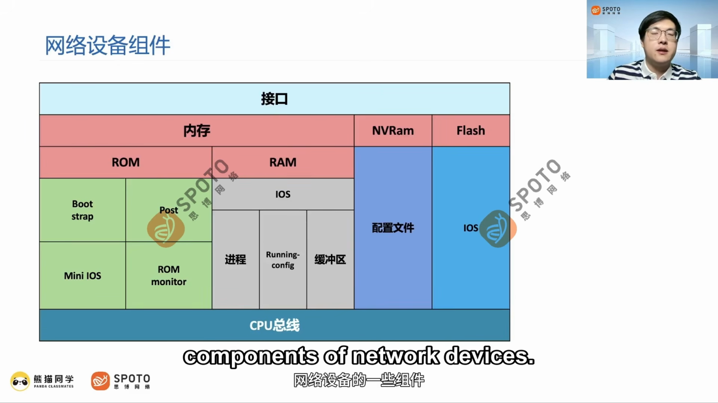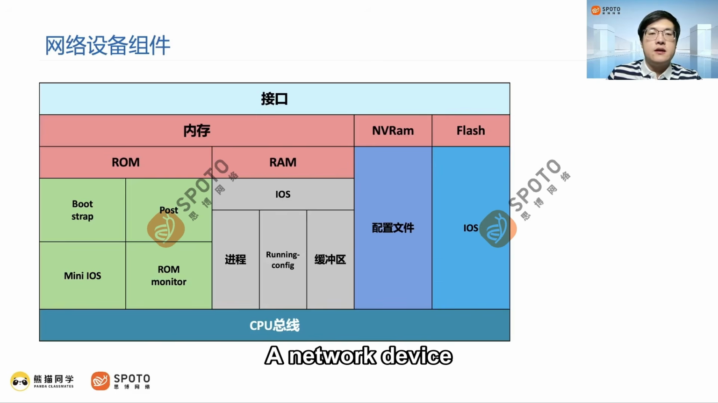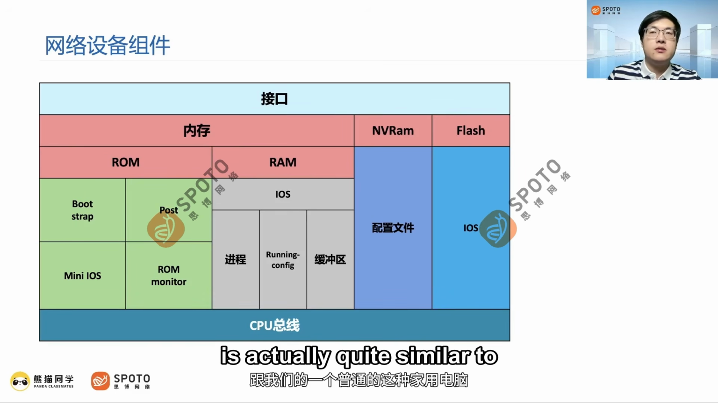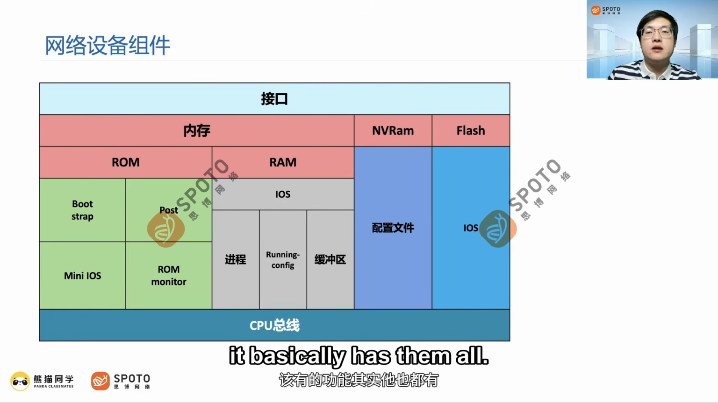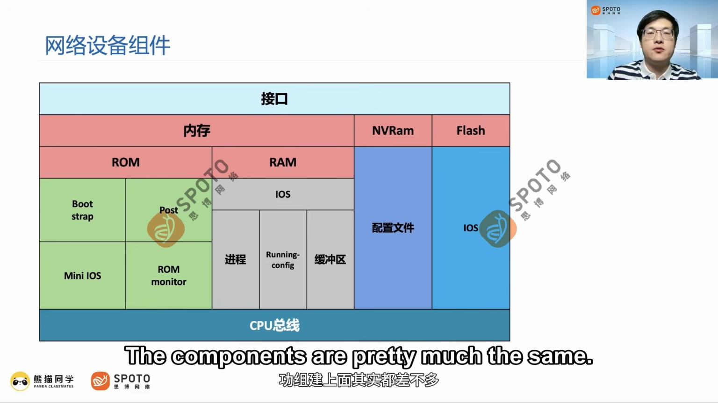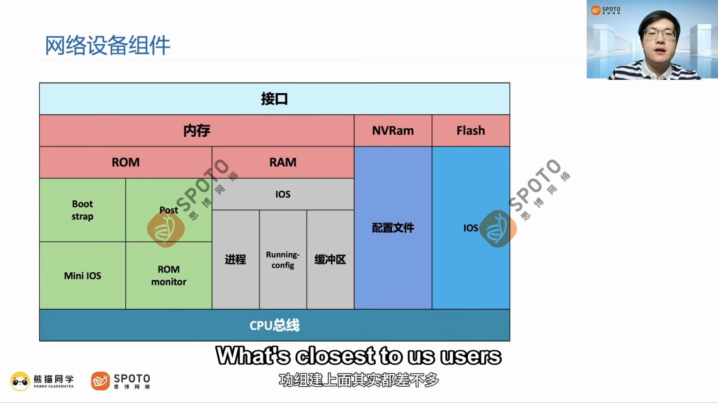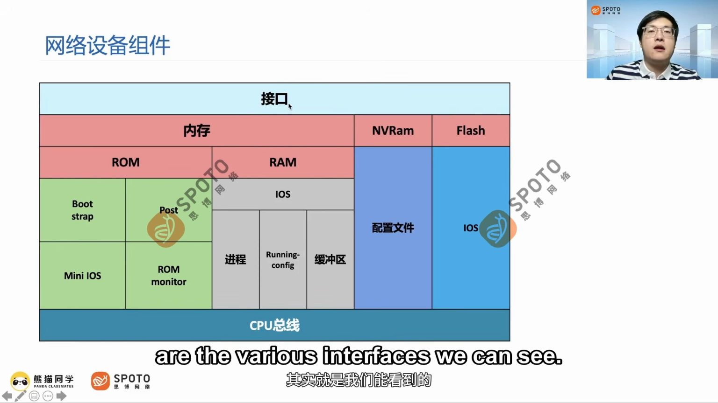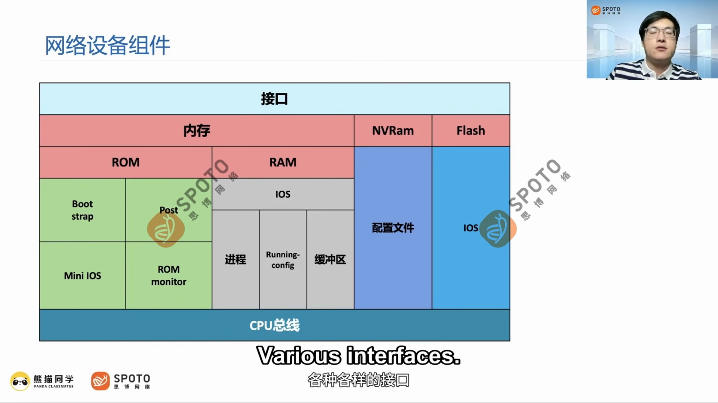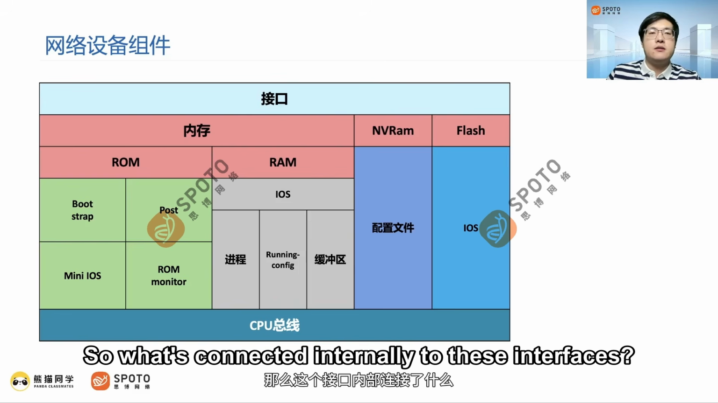Components of network devices. A network device is actually quite similar to an ordinary home computer. The functions it has, it basically has. The components are pretty much the same. What's closest to us users are the various interfaces we can see. So what's connected internally to these interfaces?